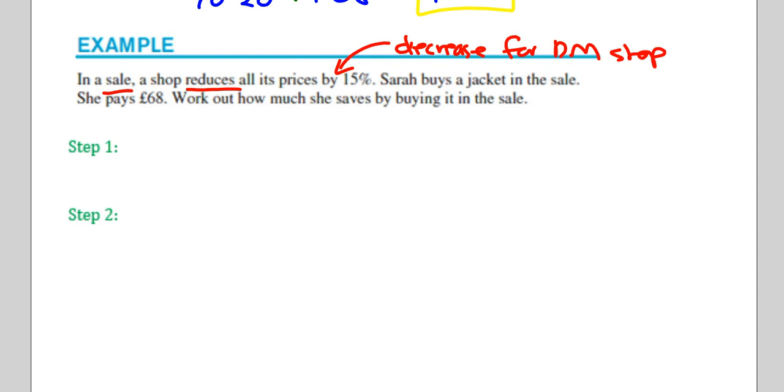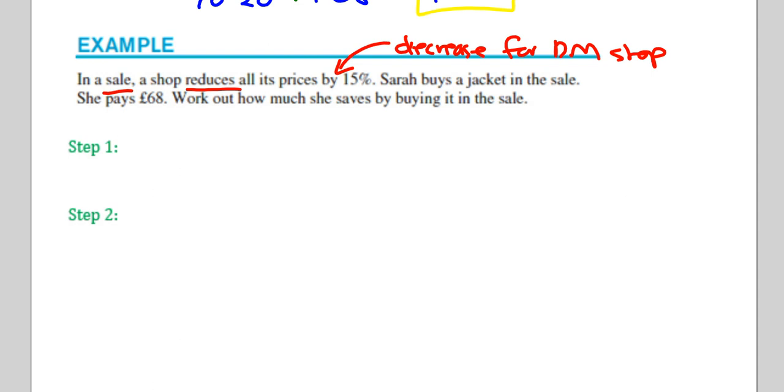Yeah, so first, work out how much she saves by buying it in the sale. That's actually a good question. The only problem is we can't work out 15% of $68, it won't give us the right amount. It needs to be 15% of what the original value was. So what we need to do is work out the original value instead. Because, imagine the original value was $80. 15% of 80 is a different number to 15% of 68.